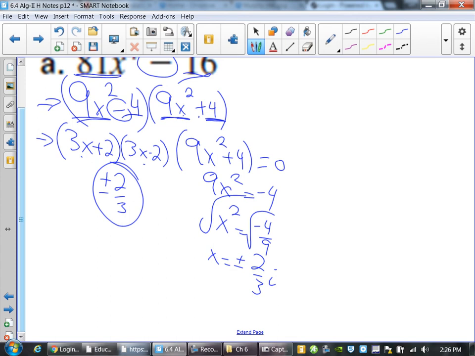No. It just means it's not crossing the x-axis. It's just crossing someplace else. It flips around someplace else. Don't worry about it. You'll see it. It's very, very easy.